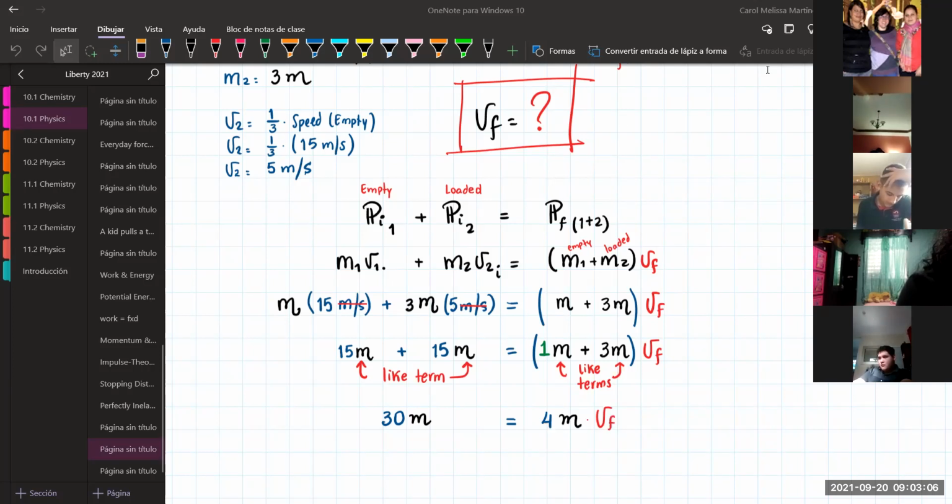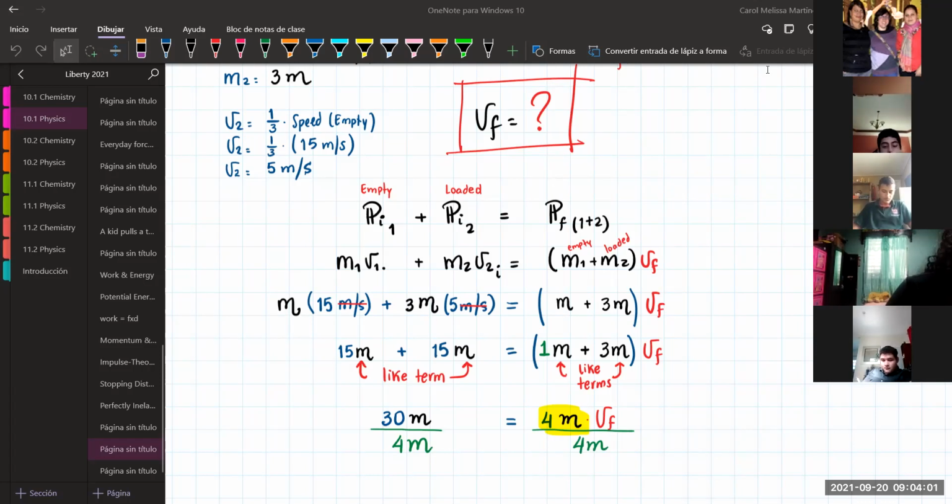Now, because I'm looking for final velocity, I will isolate for it. What I do is I need to get rid of 4m. Okay? 4m is multiplying, and to get rid of it, what I have to do is I need to divide by the same expression. So I'm going to divide all my expression by 4m. So let's see. Okay, that's what I have.